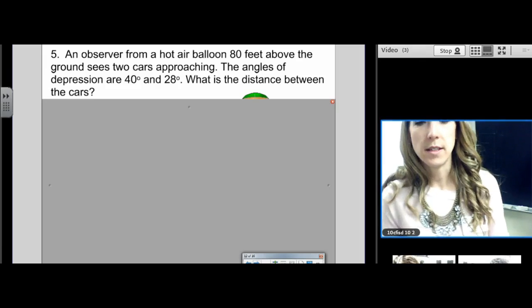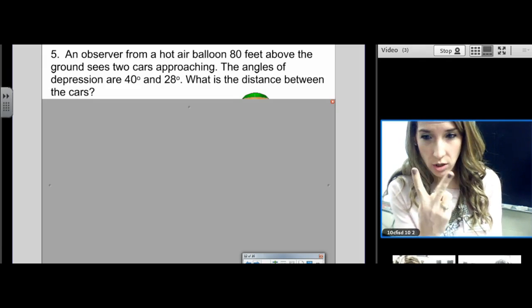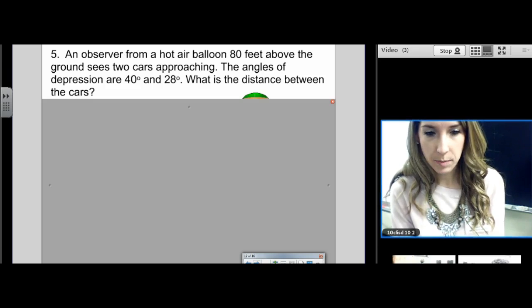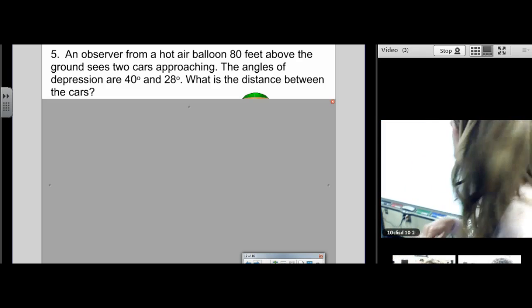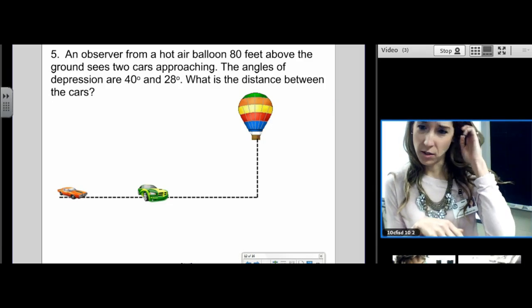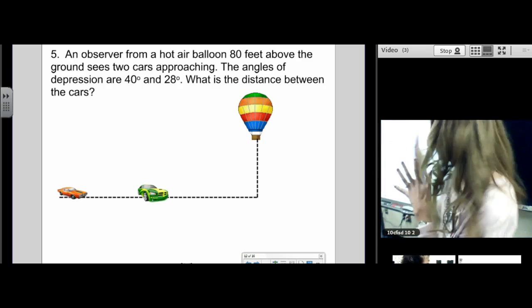Okay, please draw this. An observer from a hot air balloon 80 feet above the ground sees two cars approaching. The angles of depression are 40 and 28. What is the distance between the cars? All right, for time's sake, I am going to go ahead and reveal the picture and talk about how to do this one, okay? You needed to draw a hot air balloon.